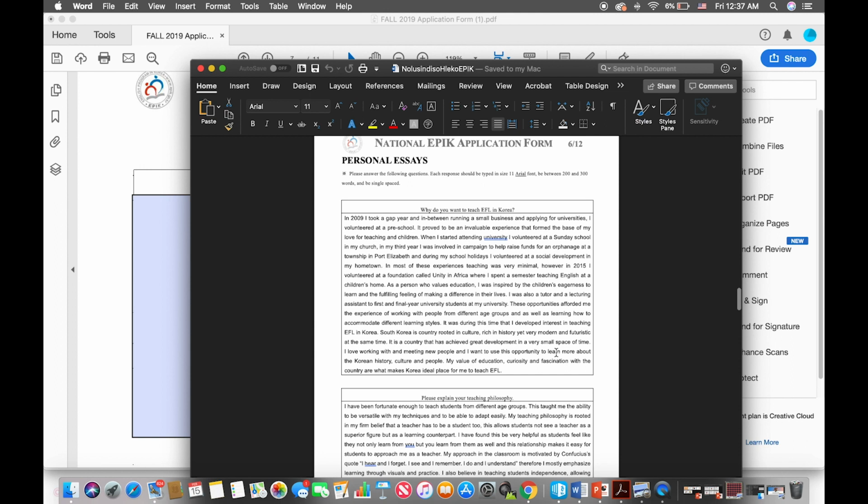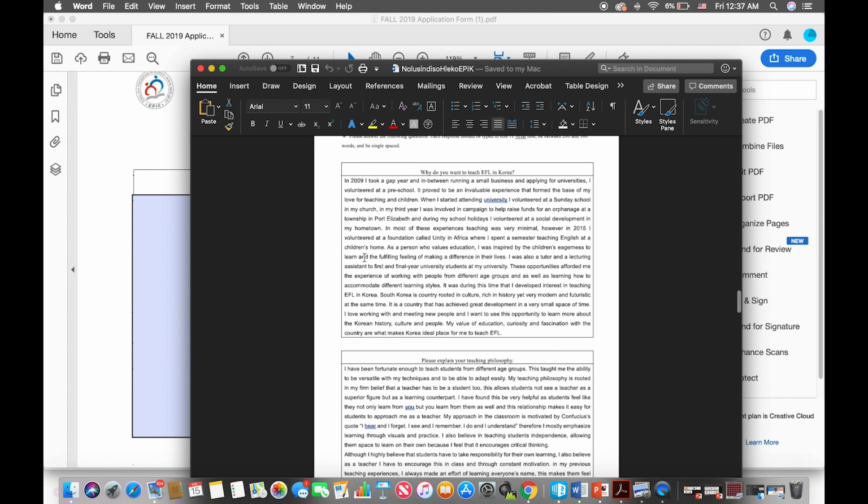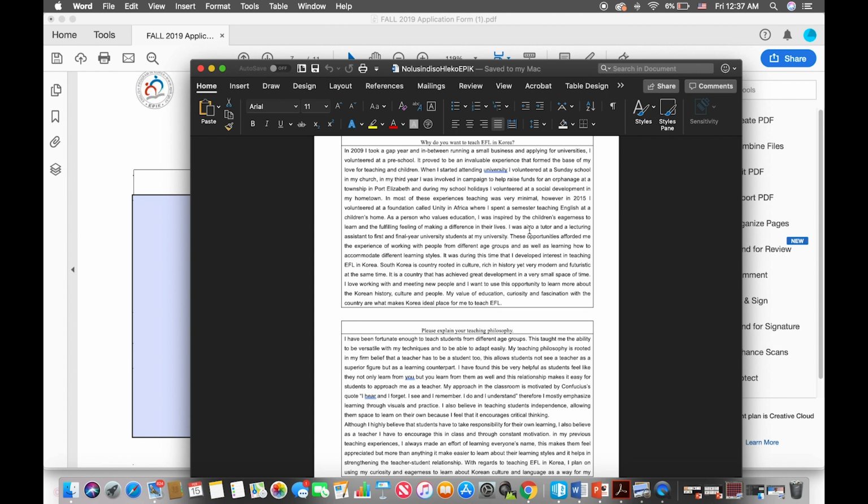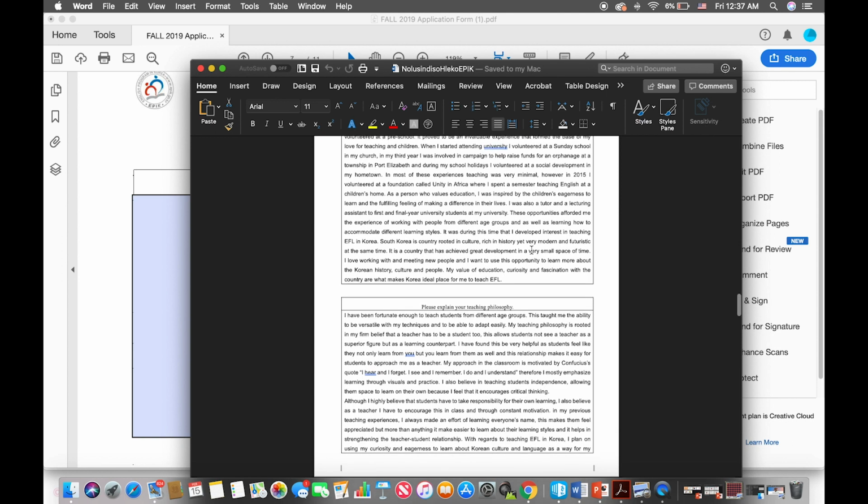And this was my essay, which was basically mentioning that I volunteered in various organizations and worked with kids. Thus, I know how to work with kids, which is like general stuff. And then towards the end, I mentioned why Korea specifically, and I said South Korea is a country rooted in culture, rich history, yet very modern and futuristic. It is a country that has achieved great development in a very short space of time. I love working with new people, and I want to use this opportunity to learn about Korean culture, the people.